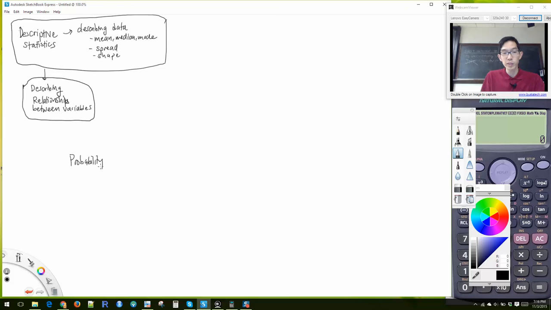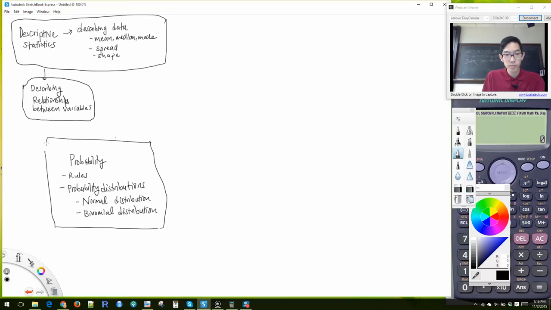We have the rules of probability. And then we also have probability distributions. Okay, and the key probability distributions we covered were the normal distribution, and the binomial distribution. So this is kind of what we've covered so far, and you took an exam on this. And from now, we are bringing these two topics together into this realm of inferential statistics.